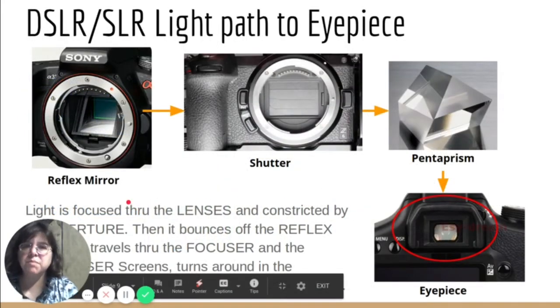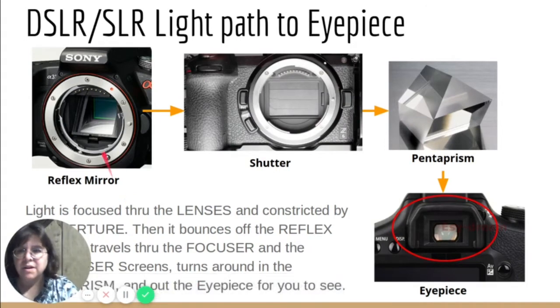Here are those parts that I was talking about. Here is the reflex mirror. It's the one that will bounce up. Here is that shutter. Almost looks like a garage door. And here is that pentaprism. This is what's actually inside the top of this camera. And that's what's bouncing that light around to get to the eyepiece.